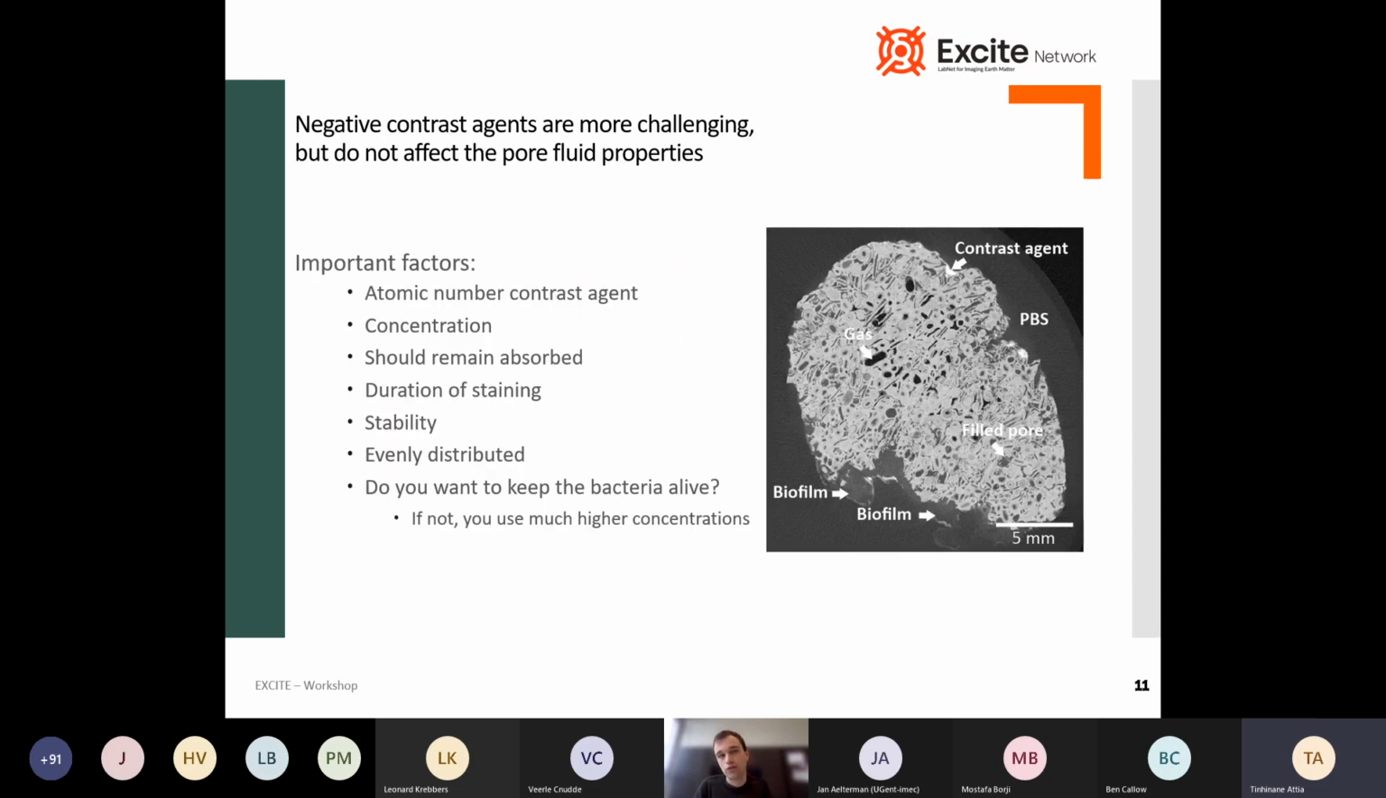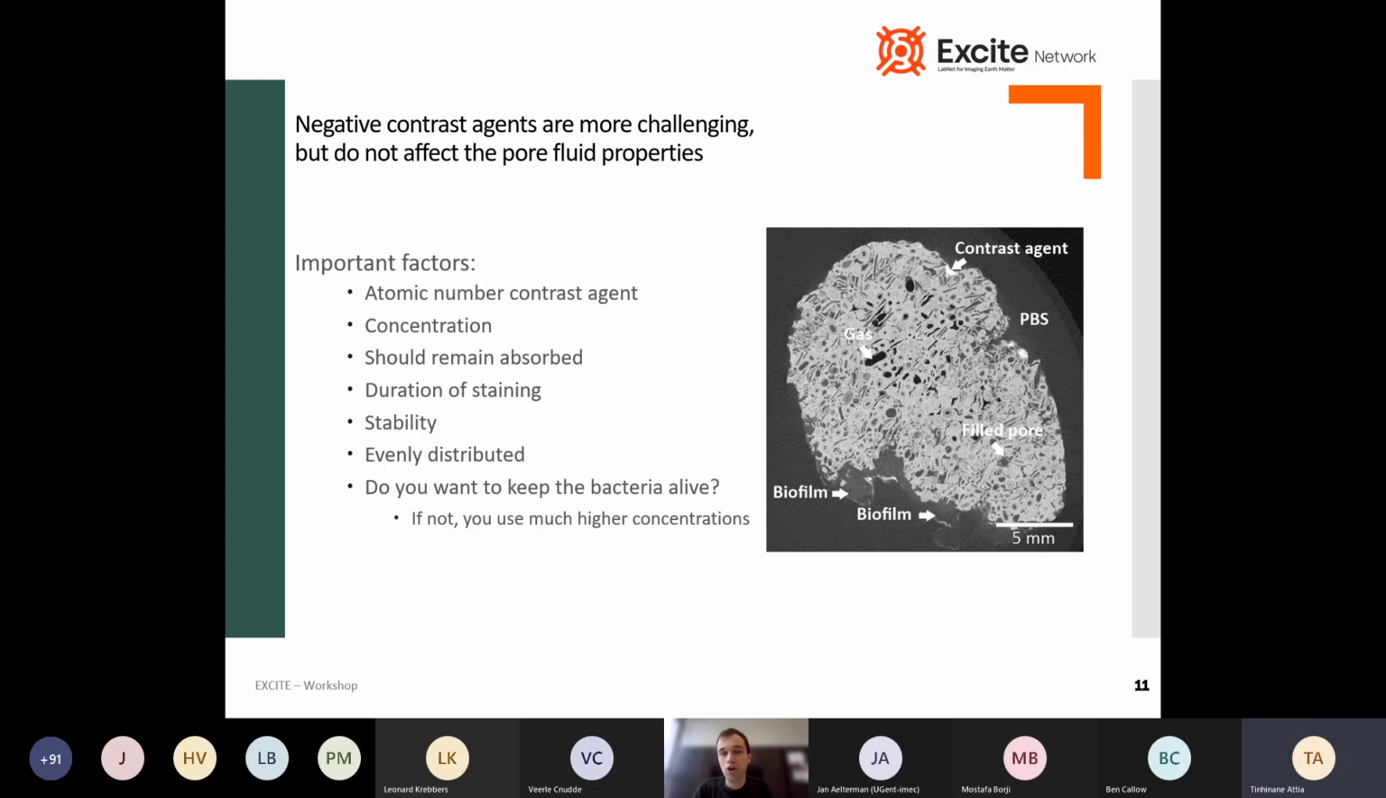So what we can do is try to work with negative contrast agents that stay in the biofilm, because they do not affect the properties of your pore fluid. When you grow your bacteria, you add the contrast agent, the contrast agent attaches to the biofilm, and then you can just remove everything which was not attached. Although this is much more challenging, and there are a lot of factors that you should keep in mind.